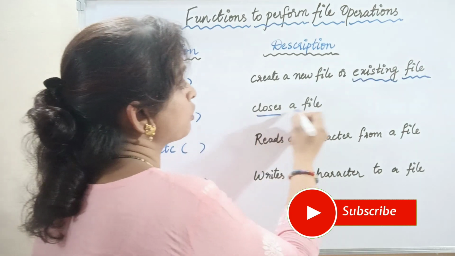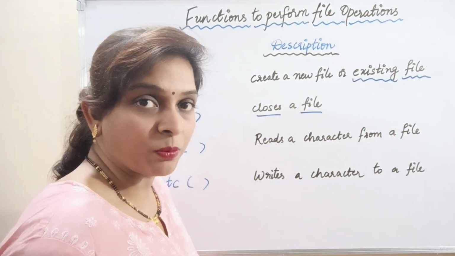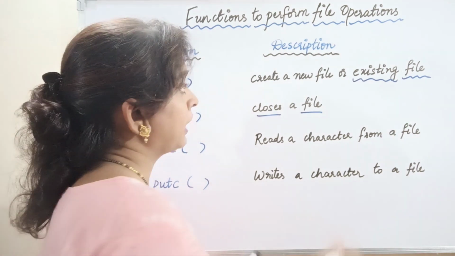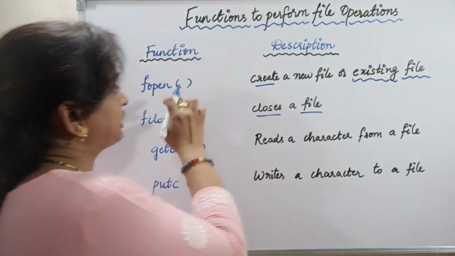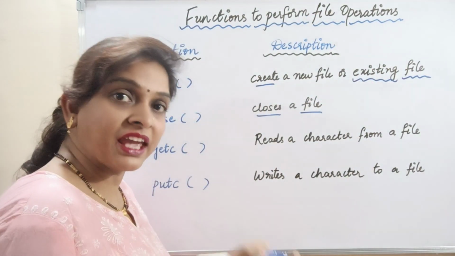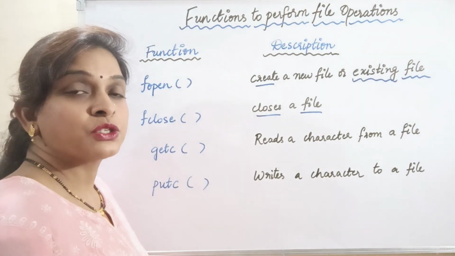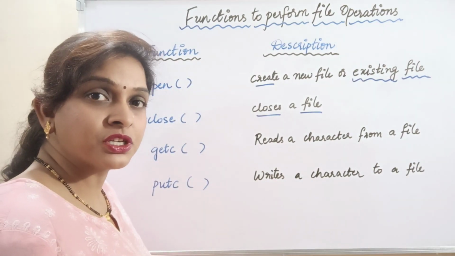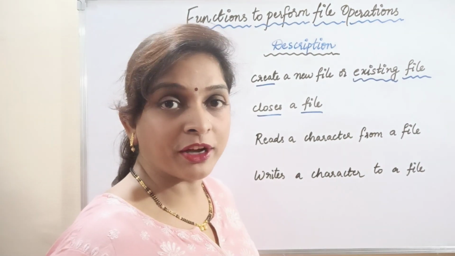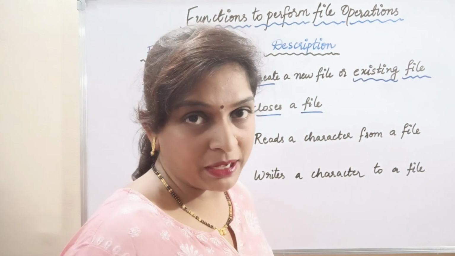Fclose is going to close the file. Once the file is open, after performing the reading and writing operations, it is mandatory to close the file. Creating a new file is done with fopen itself, and if I want to open an existing file, that is also done with fopen itself. A file pointer is used to point to the location of the file, and how that file pointer points to the location of the file, we have seen in the previous video. Please do check out the playlist.